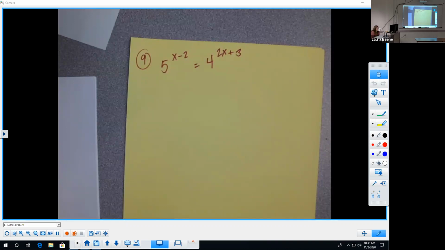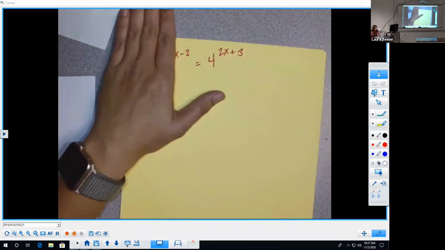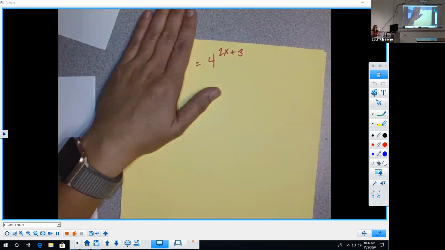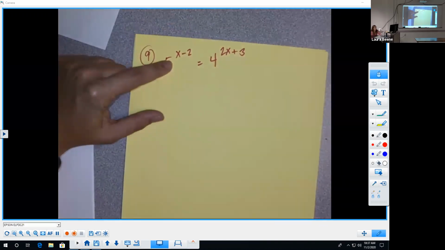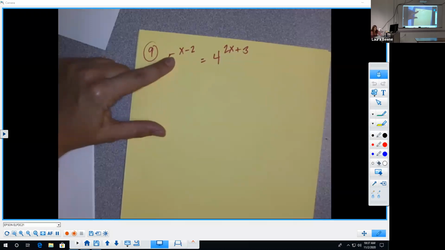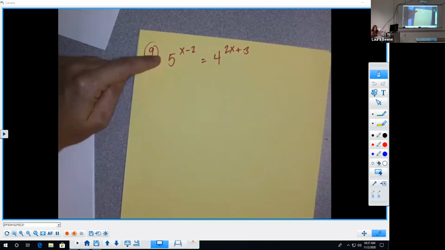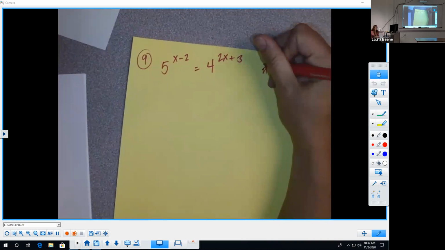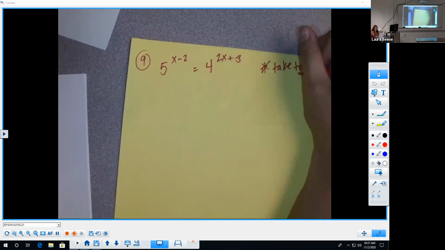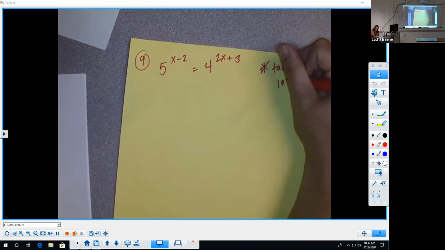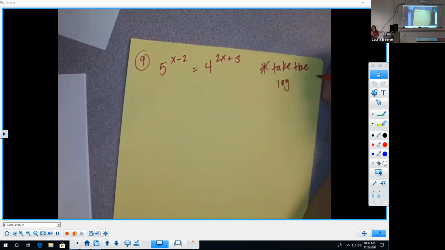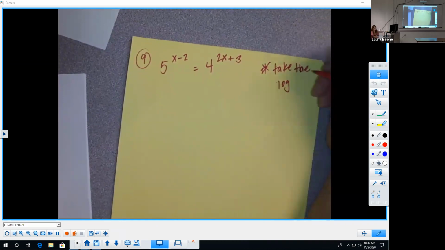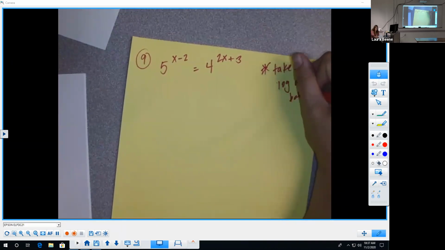What is the way that we know we can get a variable out of the exponent? Like what's the only way to solve an exponential problem? I can't take the x minus 2 root of each side, right? So instead I have to use the inverse of an exponential function. What's the inverse? A logarithm. So the way we do this problem is we take the log. Can I take the log of just one side of an equation? No, you have to do it to both sides. So take the log of both sides.